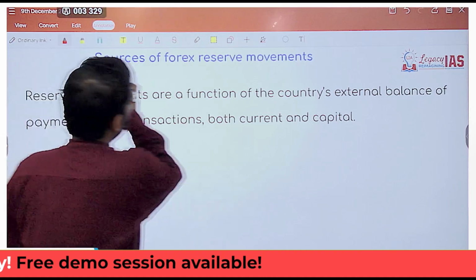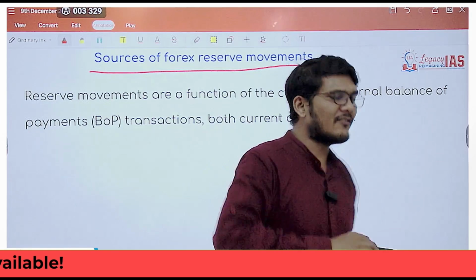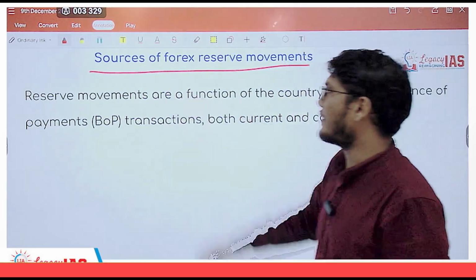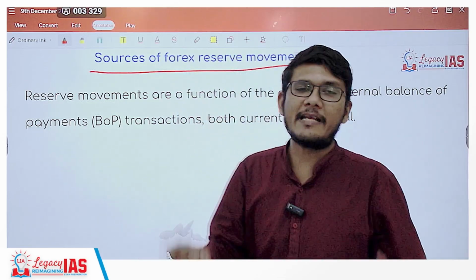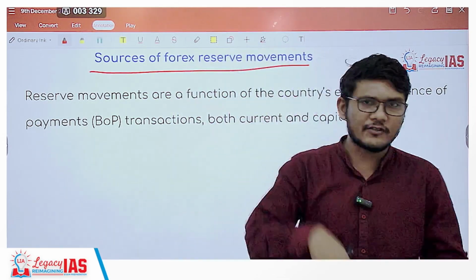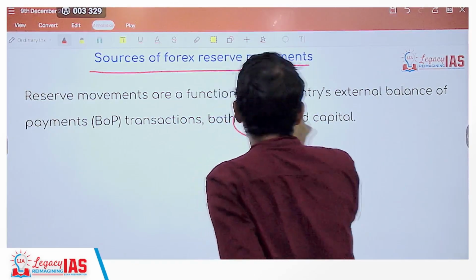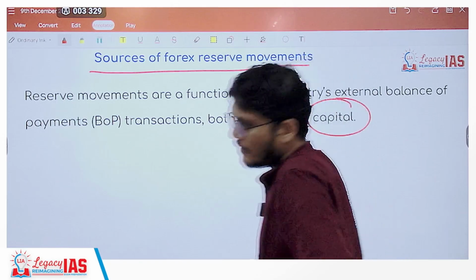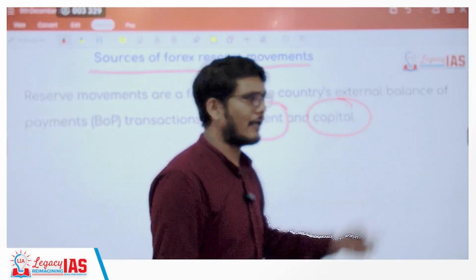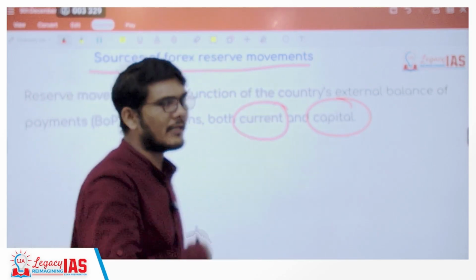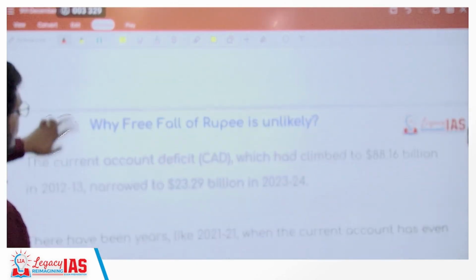Now, what are the sources of foreign exchange reserve movement? Sources of movement means the reasons for the movement of the foreign exchange reserve. See, this foreign exchange reserve means how much a country has, whether it has a surplus or a deficit, and it depends on two major things: the current account and the capital account. So foreign exchange can be in the current account and the capital account. The current account will have incomings and outgoings. The capital account will also have incomings and outgoings.